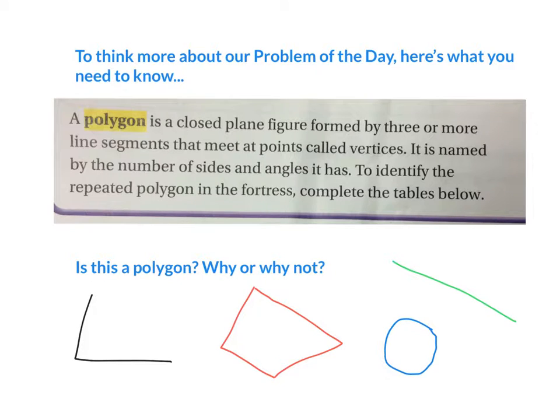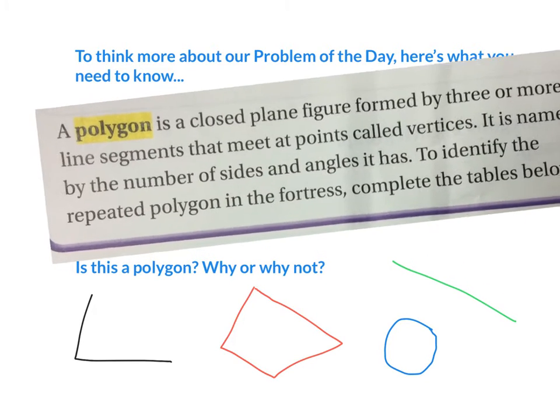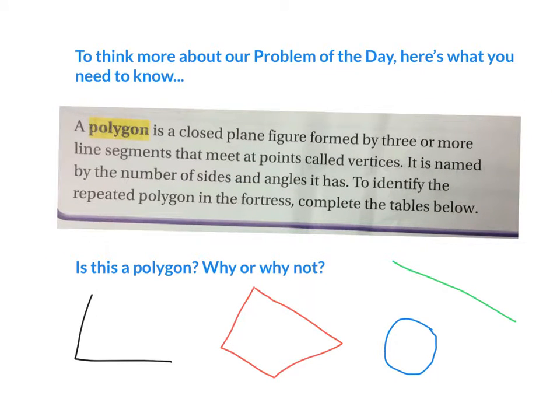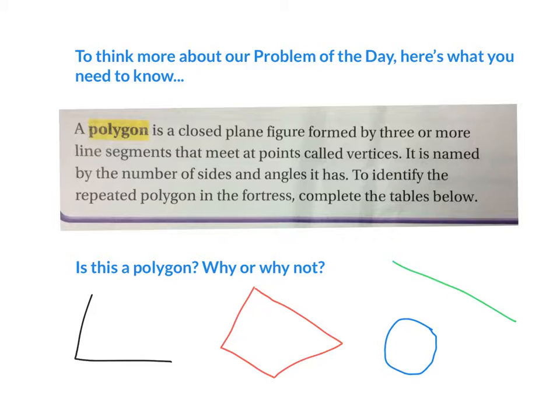To think more about our problem of the day, here's what you need to know, okay? Even though these notes are in your packet that I just gave you, I want you to write this definition in your notebook. A polygon is a closed plane figure. Plane means it's 2D, not 3D, not 1D. It's flat, it's on one plane, and it's formed by 3 or more line segments.